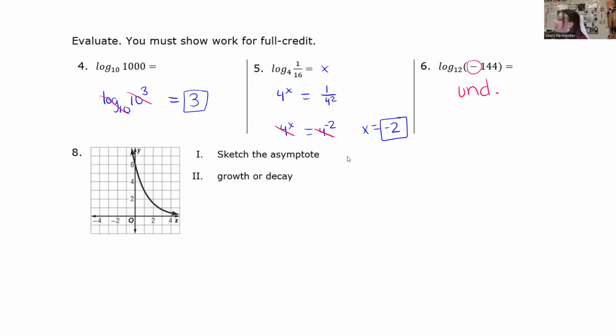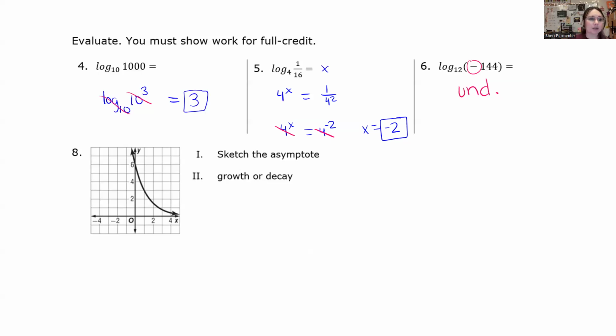The next problem. Hear me out, people. This problem is 8 points. It is 4 points and 4 points. Do not lose points because you don't follow directions. 4 points is for making the asymptote. 4 points is identifying whether it's growth or decay. 4 points and 4 points add up to make 8. Do not lose 4 points because you forget to draw the asymptote. That's part of the problem that's written first.